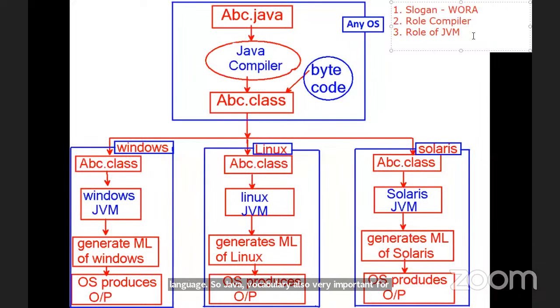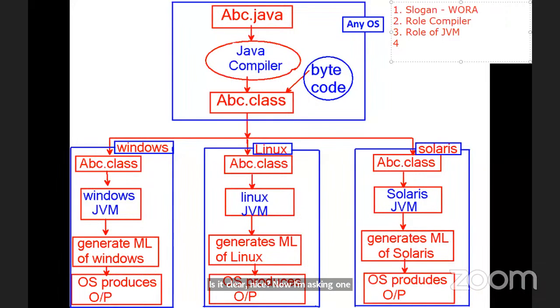Repeat once again. JVM is responsible for running bytecode by converting it into the current OS machine language. So JVM is responsible to take the .class file, read the bytecode, convert it into machine language and run. So compiler is responsible for converting source code to bytecode, and JVM is responsible for running the bytecode by converting it into machine language code. Is it clear? Nice.